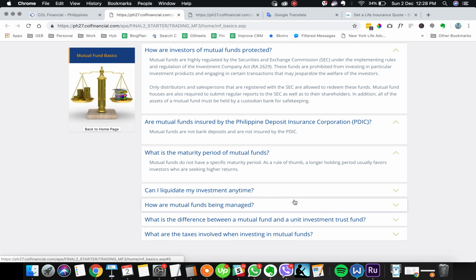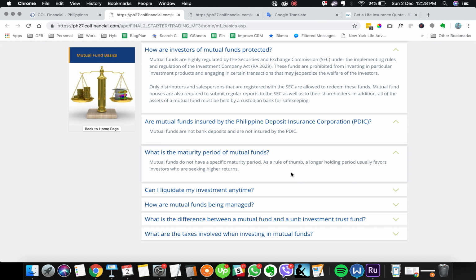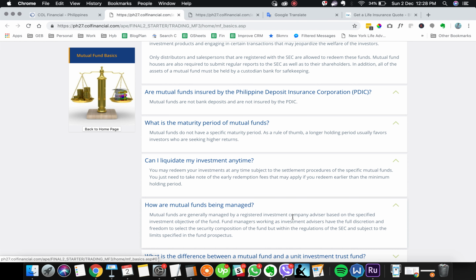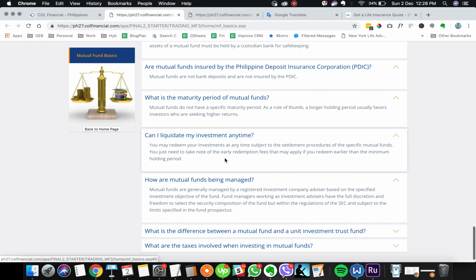What is the maturity period of mutual funds? They do not have a specific maturity period. As a rule of thumb, a holding period is usually favored. Again, this is investment, so it's really more on the timing as well as the long-term horizon. Can I liquidate my investment anytime? Yes, for sure. You may redeem your investment, but if you redeem it before the holding period, again, there's a charge for that. That's why, before proceeding, it's better to identify first when you need that money.